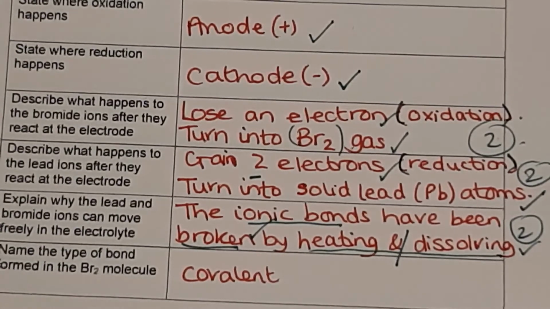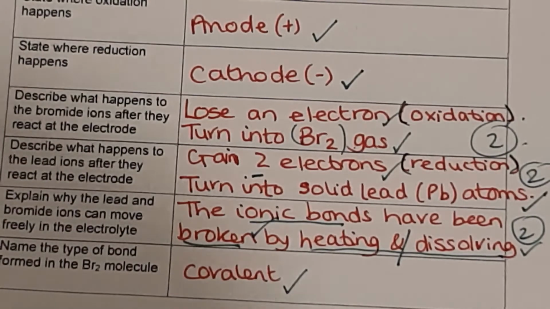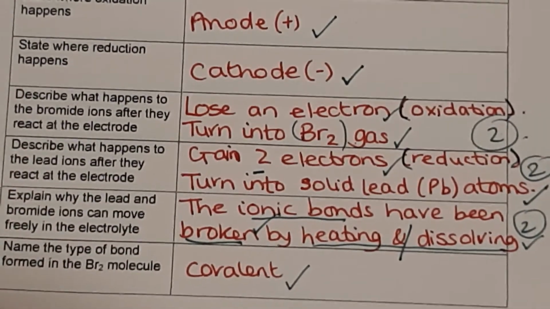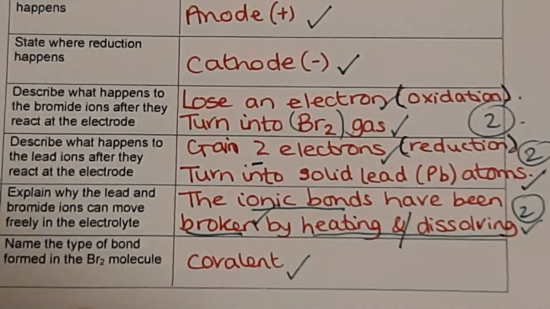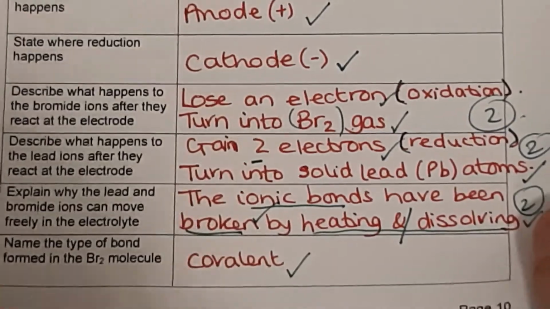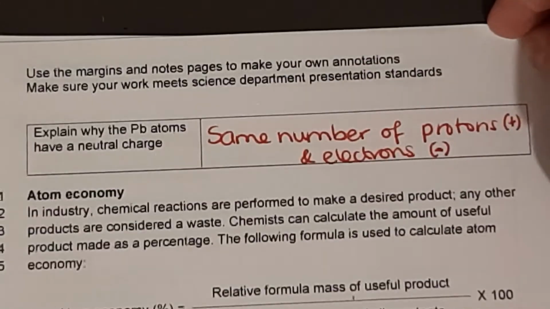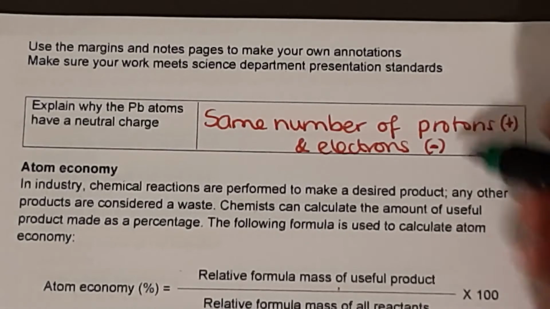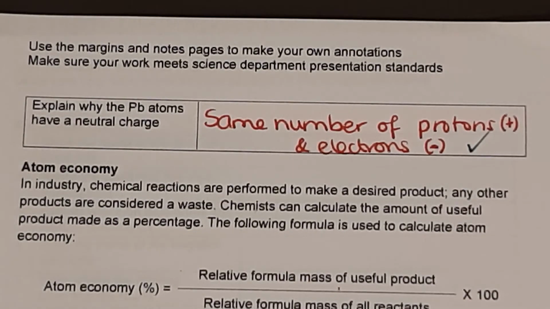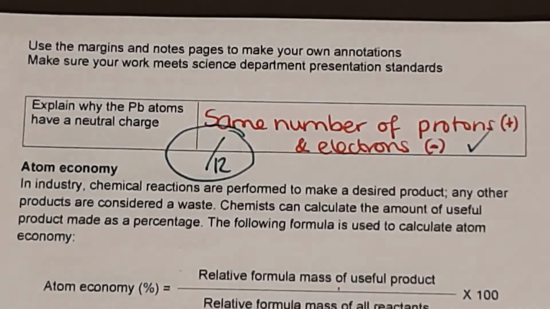Name the type of bond forming the Br2 molecule. Well, that's covalent bonds. There is 1 more mark on the next page, so if you haven't done it, go to the next page, pause the video whilst you do the next question, and then we can move on. The last question is explain why the lead atoms have a neutral charge, and that's because they have the same number of protons and electrons, and that's just 1 mark. There are 12 marks available for this, so give yourself a mark out of 12, please.